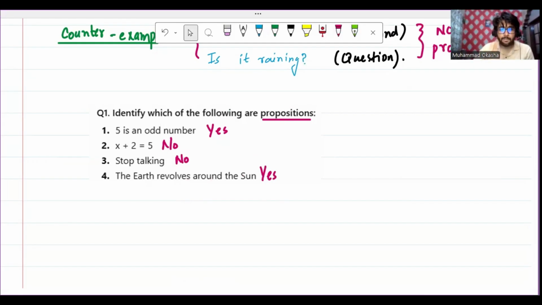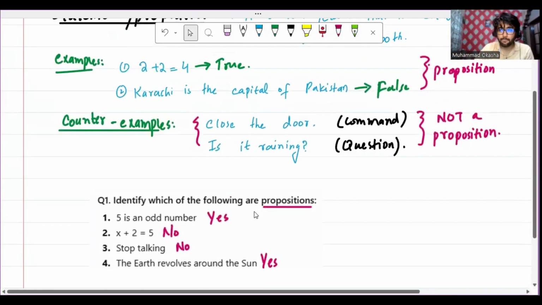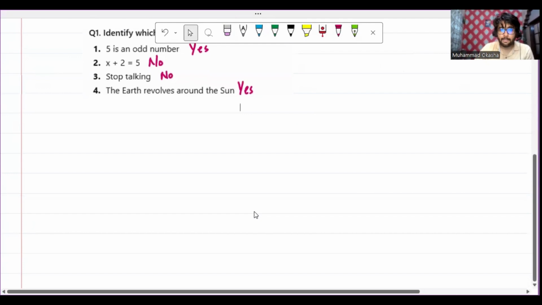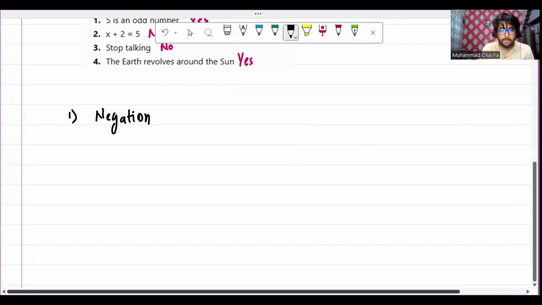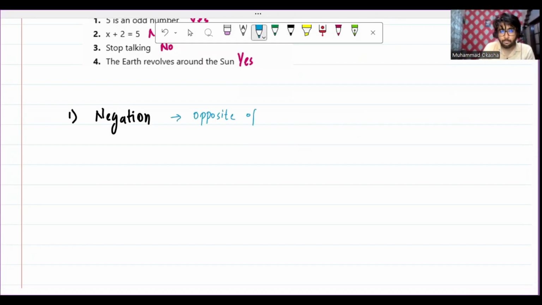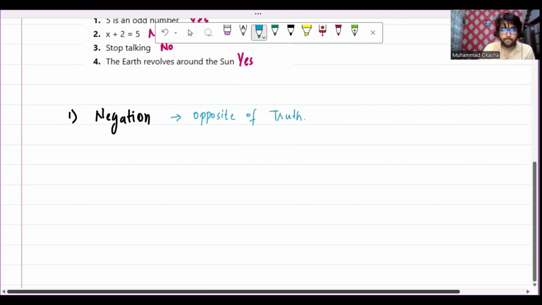Right. Now let's talk about negation, conjunction, and disjunction of a statement. Of course, if a statement can be true or false, we can negate a statement. And so let's talk about negation, right? Negation means opposite of a true value, opposite of truth.